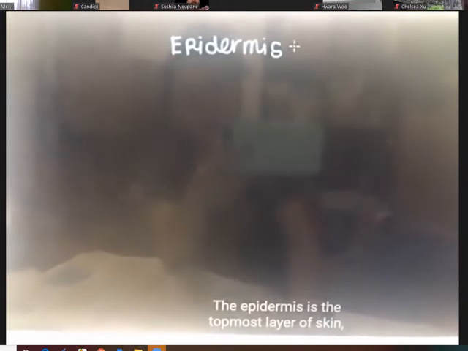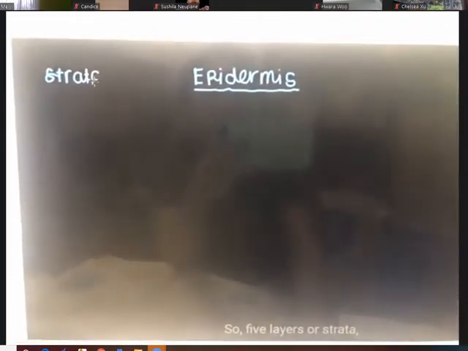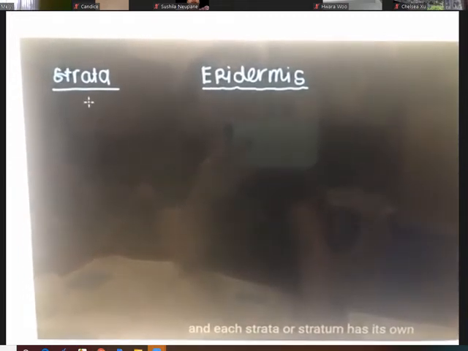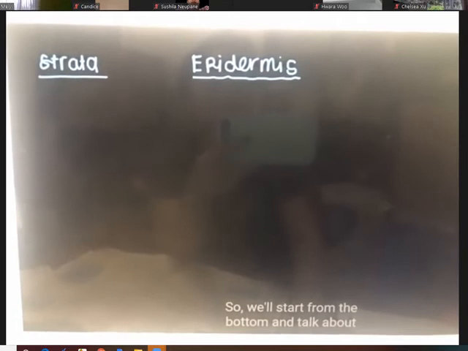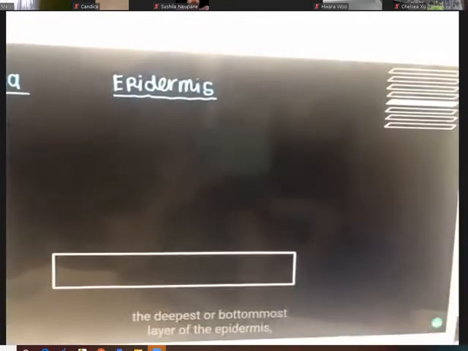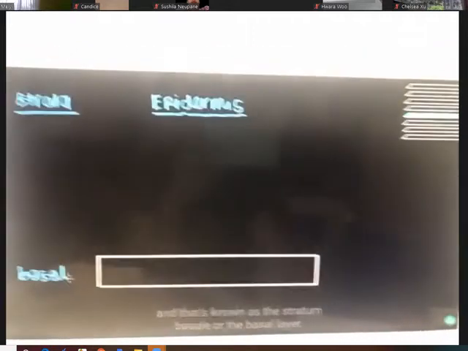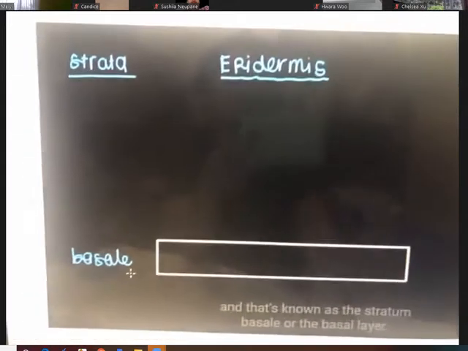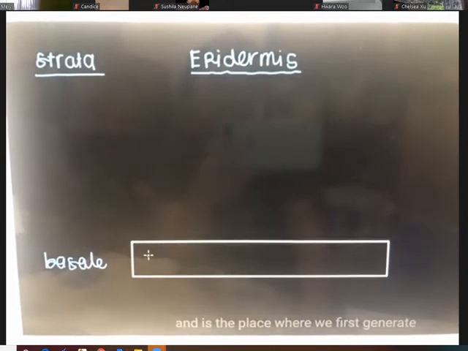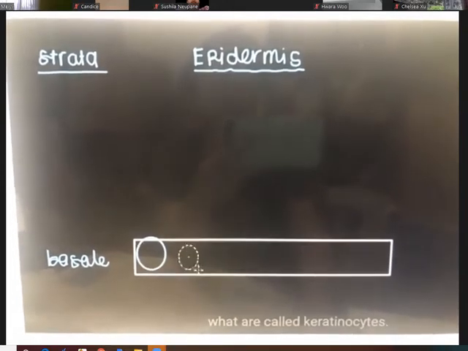The epidermis is the topmost layer of skin, and itself is comprised of 5 layers, or as we call them, strata. So 5 layers or strata, and each stratum has its own important characteristics. So we'll start from the bottom and talk about the deepest or bottommost layer of the epidermis, and that's known as the stratum basale, or the basal layer. The stratum basale sits right above the dermis and is the place where we first generate what are called keratinocytes.